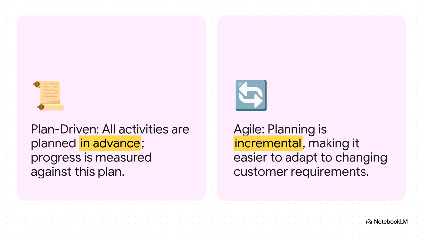Now, these recipes, they pretty much all fall under one of 2 big philosophies. On one side, you have plan-driven processes. This is where you try to map out absolutely everything in advance. And on the other side, you've got agile processes, where the planning happens in smaller, more bite-sized chunks. The truth is, in the real world, most projects are some kind of mix of both.